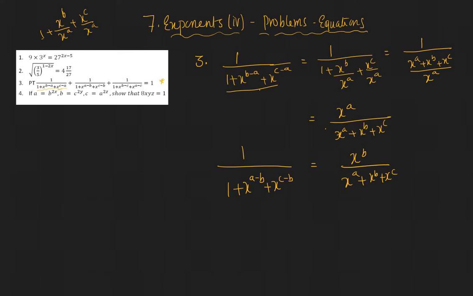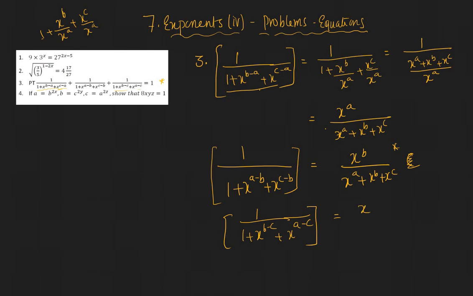If you don't really understand how I have written it based on the pattern, then I urge you to pause the video and try to do with this exactly what we did in the previous one, and see if indeed you get this. Okay, so similarly, I'm now taking my third term, which is 1 by 1 plus x power b minus c plus x power a minus c, and that'll be x power c divided by x power a plus x power b plus x power c, right?